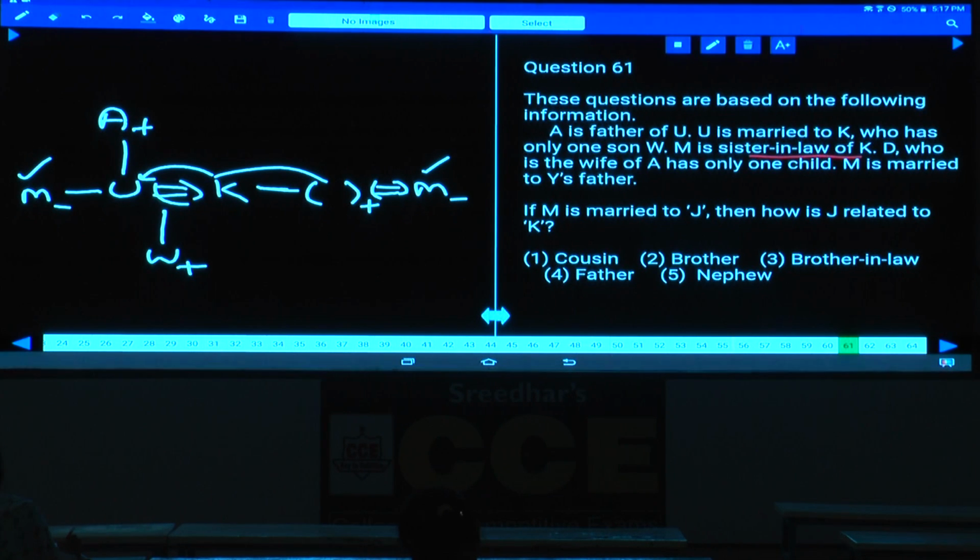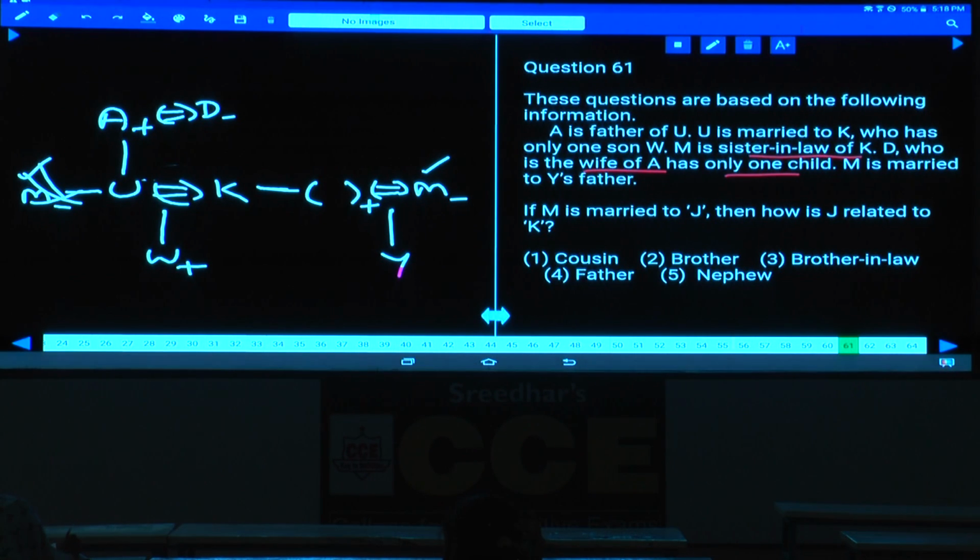Then M is the sister-in-law of K. D is the wife of A, that is female, and has only one child. Having only one child means that is U. Hence M cannot be the child of this couple. As M cannot be the child, U's sibling M is ruled out. Hence K's spouse's sister is ruled out. Now we are left with K's brother's wife being M. M is married to Y's father. Clear now? This is the basic diagram, the family tree of this one.